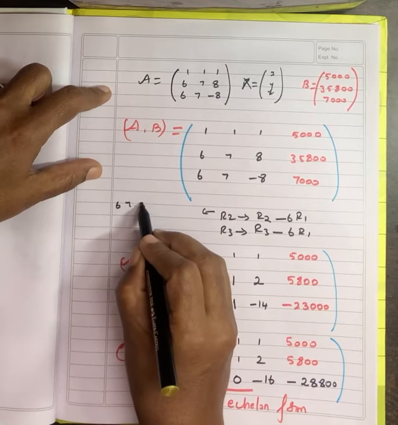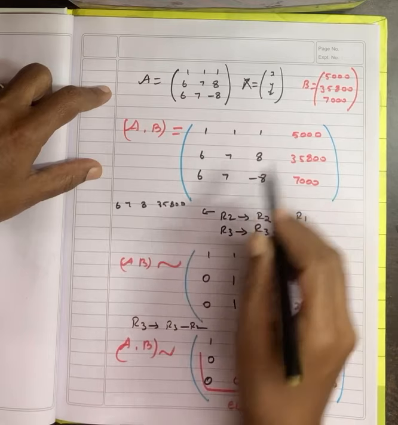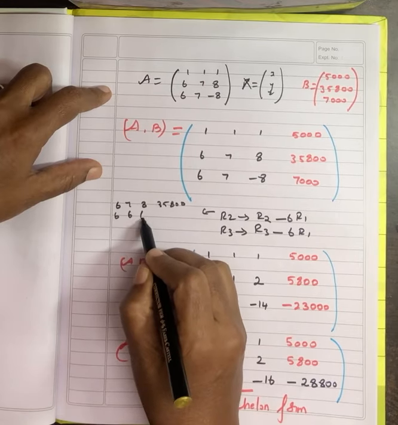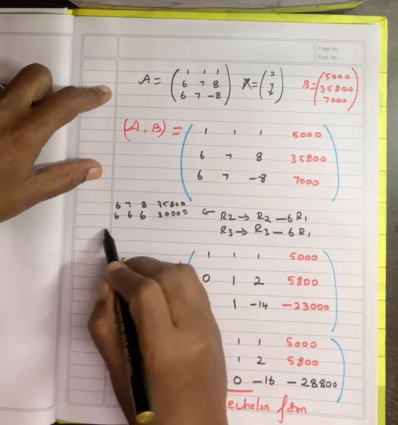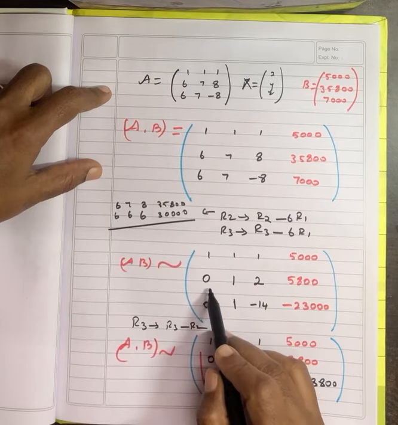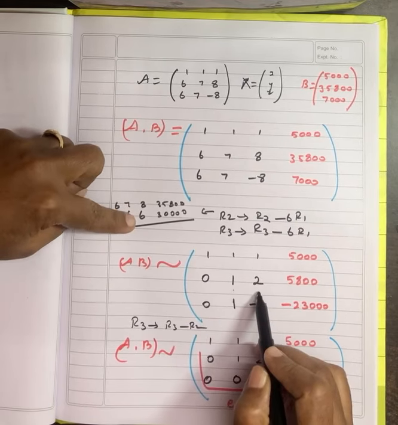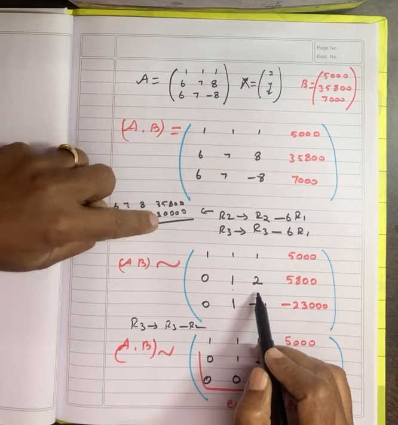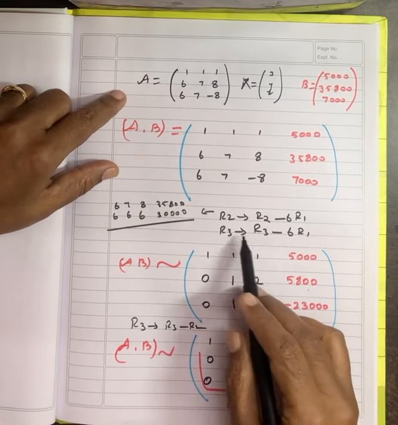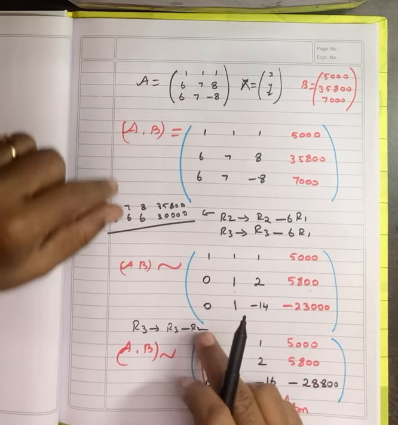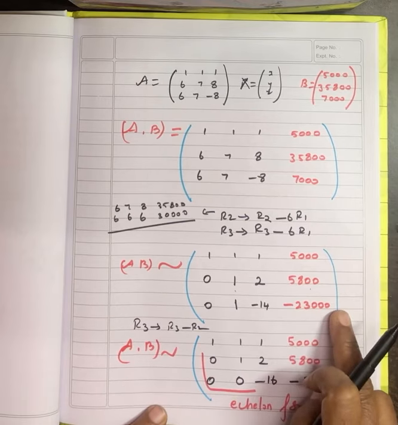R2: 6, 7, 8, 35,800. Multiply with 6: 6, 6, 6, 30,000. Subtract: 0, 7 subtraction 6 is 1, 8 subtraction 6 is 2, 35,800 subtraction 30,000, so 5,800. Similarly, you do this also. The answer what you get is 0, 1, minus 14, minus 23,000.